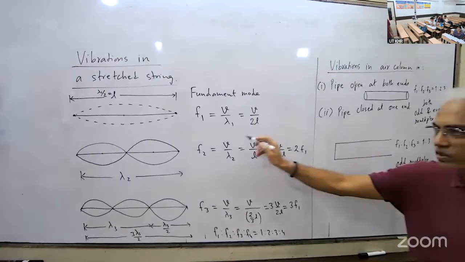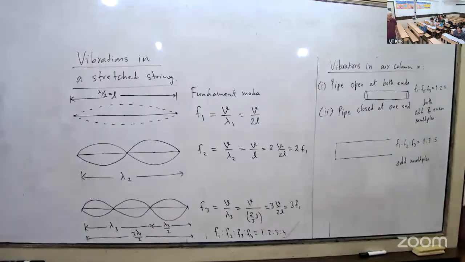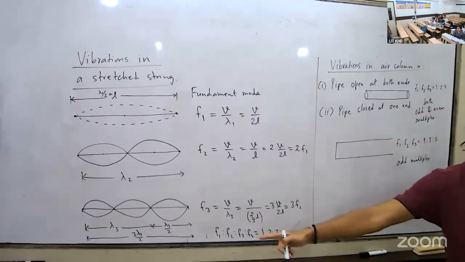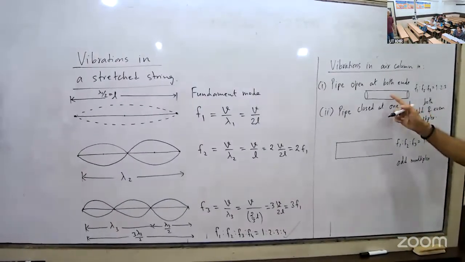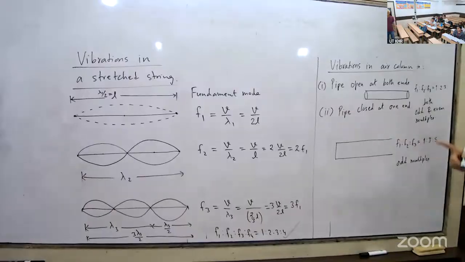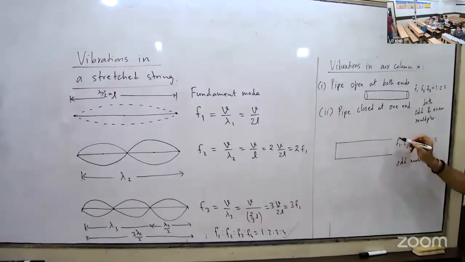Don't worry about this calculation, you are not supposed to know that. What you are supposed to know is only the result. Okay? So in a string, all types of frequencies are possible, both odd and even. In a pipe open at both ends, both odd and even. These two are similar cases. But when the pipe is open only at one end, then only odd multiples are possible.